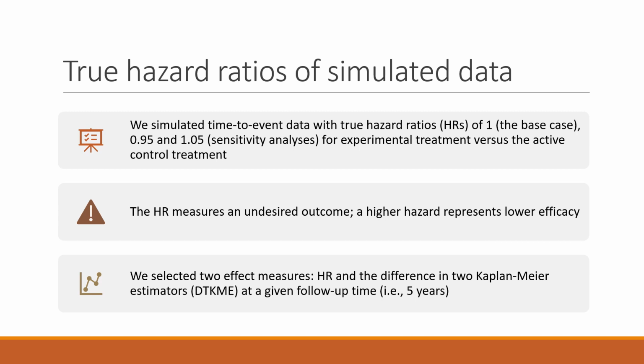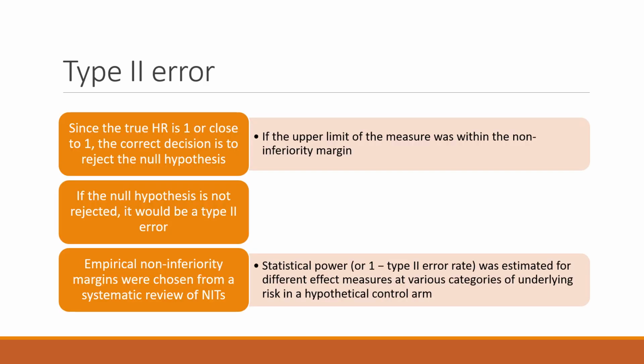We selected two effect measures, hazard ratio and the difference in two Kaplan-Meier estimators at 5 years. Since the true hazard ratio is 1, or close to 1, the correct decision is to reject the null hypothesis. If the null hypothesis is not rejected, it would be a type 2 error. Statistical power or 1 minus type 2 error rate was estimated for different effect measures at various categories of underlying risk in a hypothetical control arm.